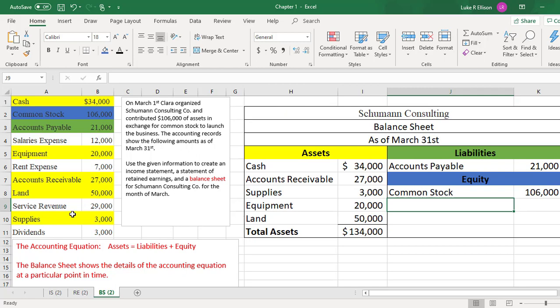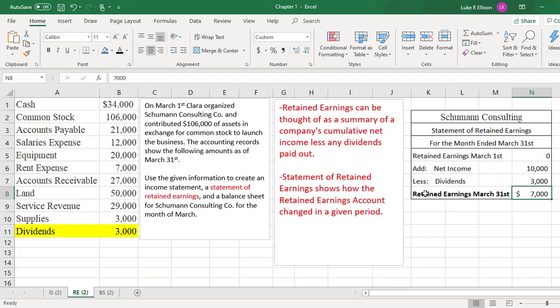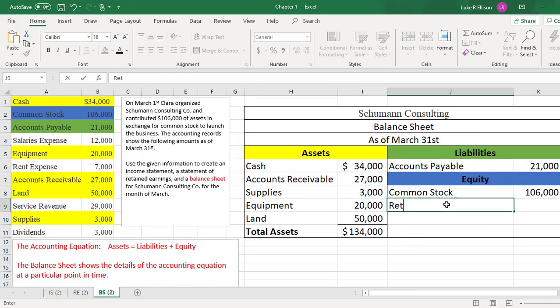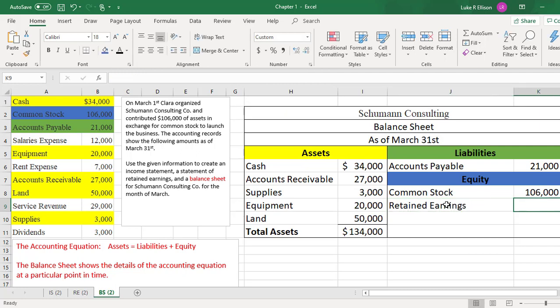Now you'll note that there actually is no retained earnings account on this sheet over here in the information. That was because this was a new company, so we didn't list a beginning retained earnings account. And even if there was a retained earnings here, that would refer to the beginning balance, and we're actually looking for the ending balance. So the correct location to find the retained earnings for the balance sheet is actually going to be the statement of retained earnings. So I'll go back to there really quick. The statement of retained earnings shows that the retained earnings as of March 31st is $7,000. So we come back here, we can put the retained earnings on here for $7,000.